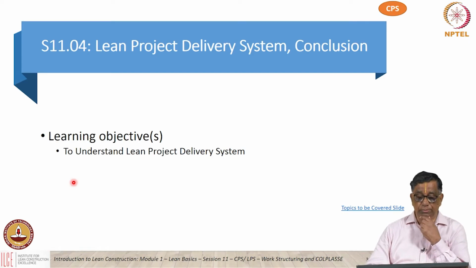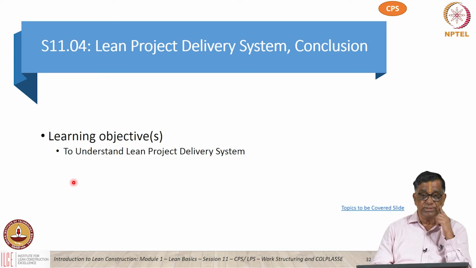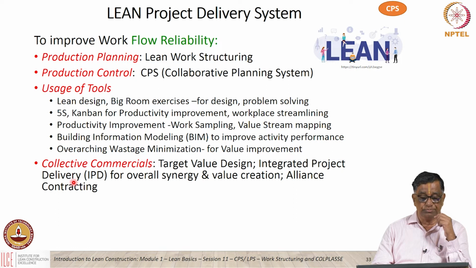Now we come to the lean project delivery system. That's the final one in this session. We need to understand exactly what the lean project delivery system is. If you look at the production planning, that comes as a result of lean work structuring. We looked at it at length: what the prerequisites are, what the process is, and what you get as a result of doing lean work structuring.